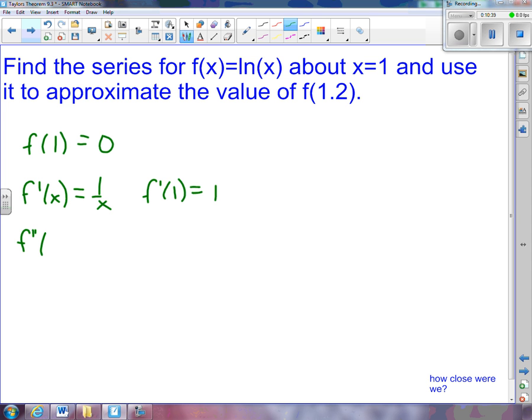What's f double prime? Negative x to the negative 2. If you want to write this as x to the negative 1, this is negative 1 times x to the negative 2, negative 1 over x squared. So f double prime of 1 is negative 1. Good? Alright.